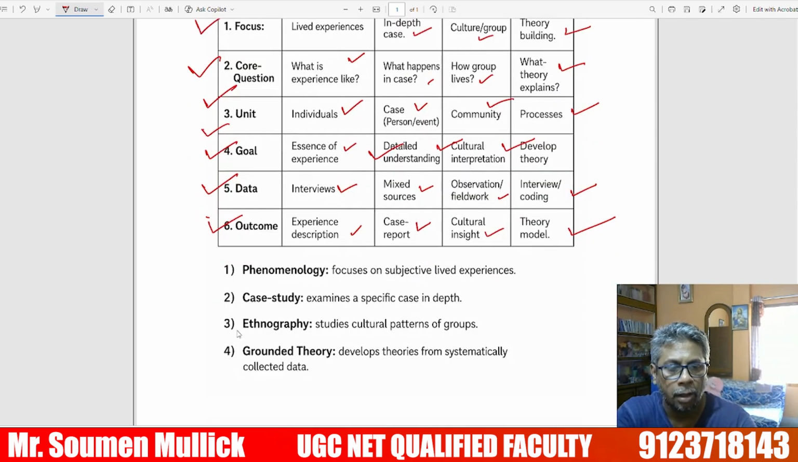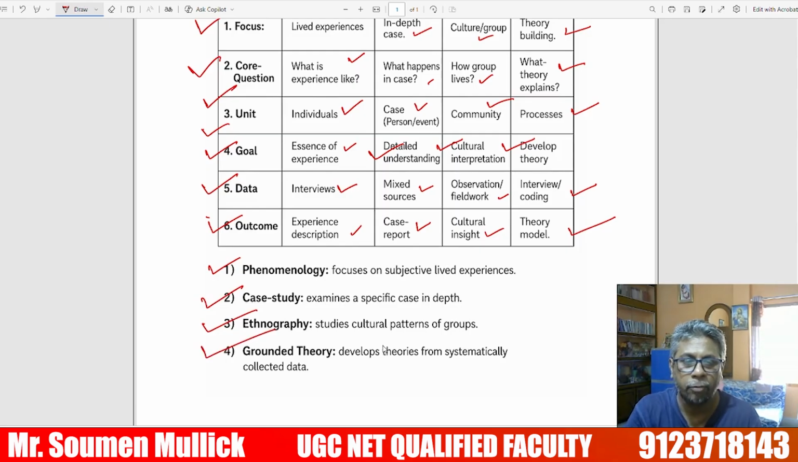So, phenomenology focuses on subjective lived experience. Case study examines a specific case in depth. Ethnography studies cultural patterns of a group. Grounded theory develops theory from systematically collected data.